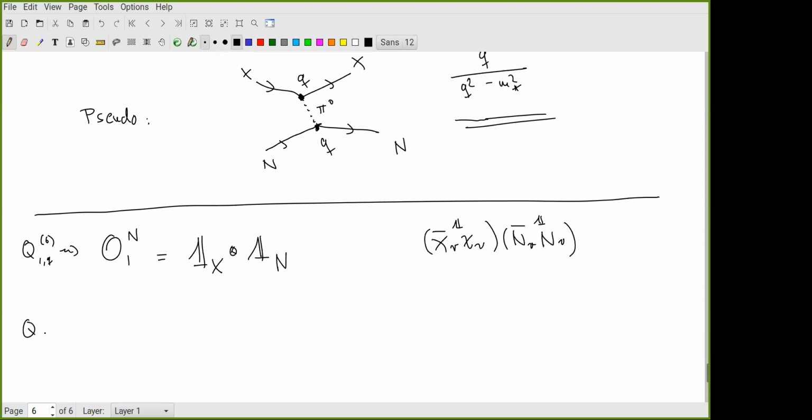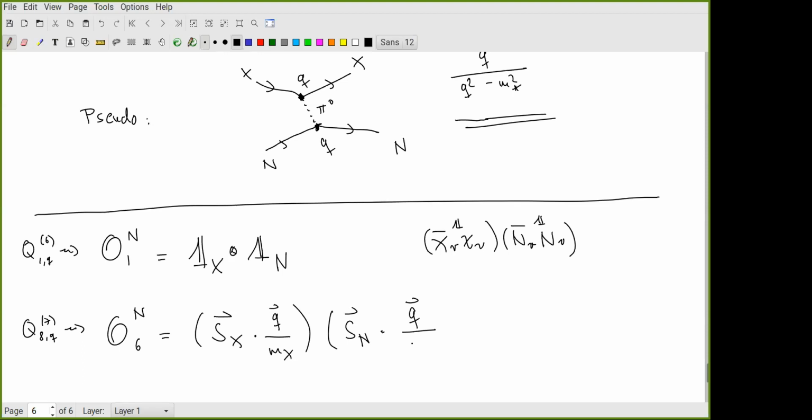Whereas our pseudoscalar exchange, I think it was 8, 7, reduces to a different operator in terms of nucleon fields. We have seen that we have a spin interaction in the dark matter sector and a spin interaction in the nucleon sector. So the corresponding operator in this case is called Aug17, and this is written as dark matter spin dot q divided by m chi. That's the dark matter spin interaction, and we have seen it comes with a momentum. And similarly for the nucleon side, nucleon spin dot q over m nucleon.